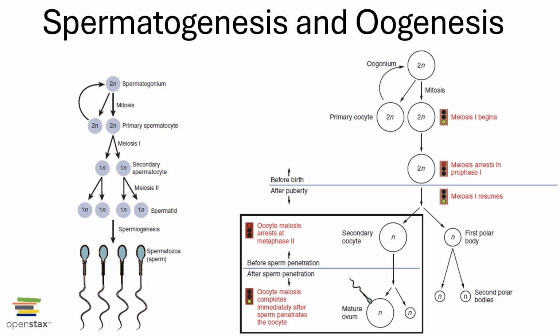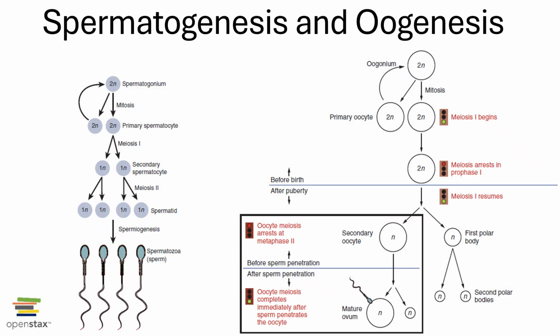In females, mitosis produces primary oocytes. Primary oocytes enter meiosis during fetal development before birth. However, meiosis I arrests in prophase I before birth and doesn't resume until after puberty. Then meiosis II arrests before ovulation and doesn't resume until after sperm penetration during fertilization.